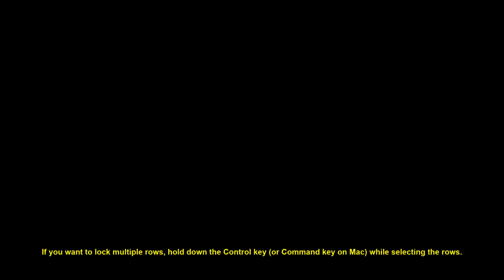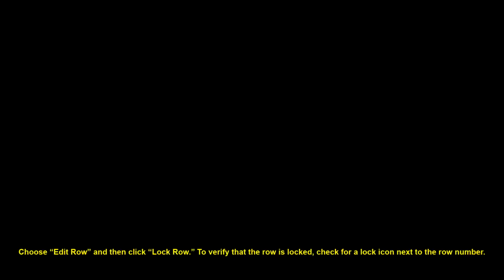If you want to lock multiple rows, hold down the Control key or Command key on Mac while selecting the rows. After selecting the rows, right-click again. Choose Edit Row and then click Lock Row. To verify that the row is locked, check for a lock icon next to the row number.